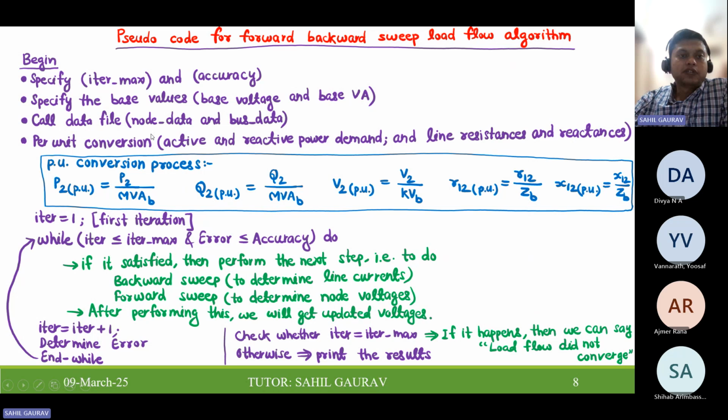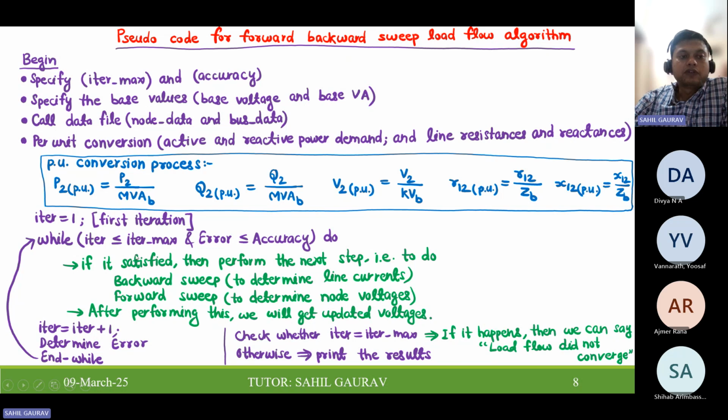In the data file, there are two types of data: one is node data, and the other one is bus data. Upon calling this data file, you convert it into per unit values. What things do you have to convert into per unit values? You need to convert active and reactive power demand into per unit values, and then line resistances and reactances into per unit form. You know the base values, MVA base and kV base, and from these you can find Z base. Z base equals kV base squared upon MVA base, and then you can find all these per unit values for active and reactive power demand and line resistances and reactances.